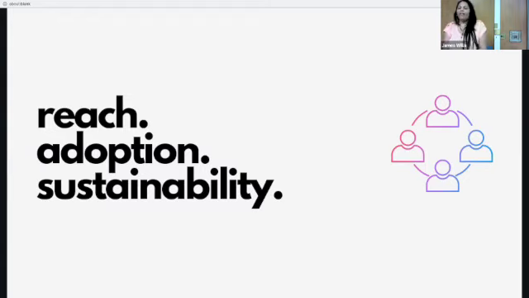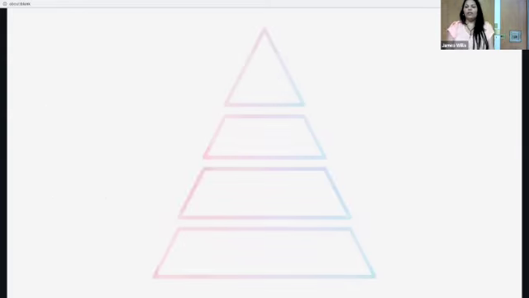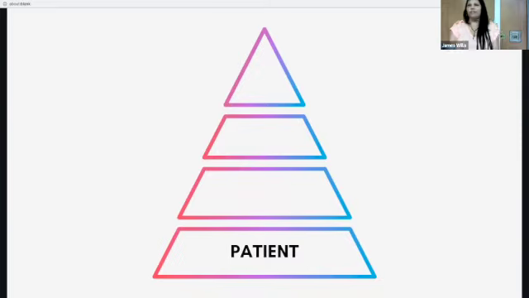So we must look at the different levels where obstacles are created in order to know how to intervene and to prevent disparities amongst patients. So let's look first at the patient level.